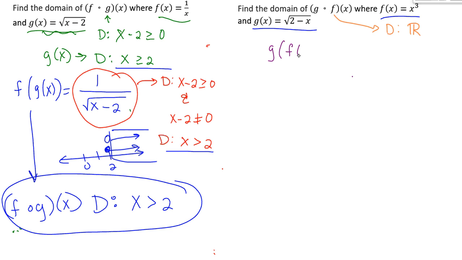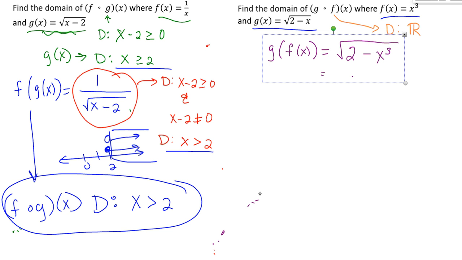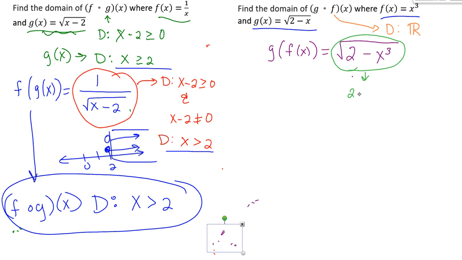So g of f equals, let's see, g is square root of 2 minus x, but instead it's the square root of 2 minus x cubed. Okay, domain of this guy. Now this is going to look weird. Let's look at it piece by piece. As the final function, it is a square root, an even root, so we need to know where 2 minus x cubed is greater than or equal to 0.